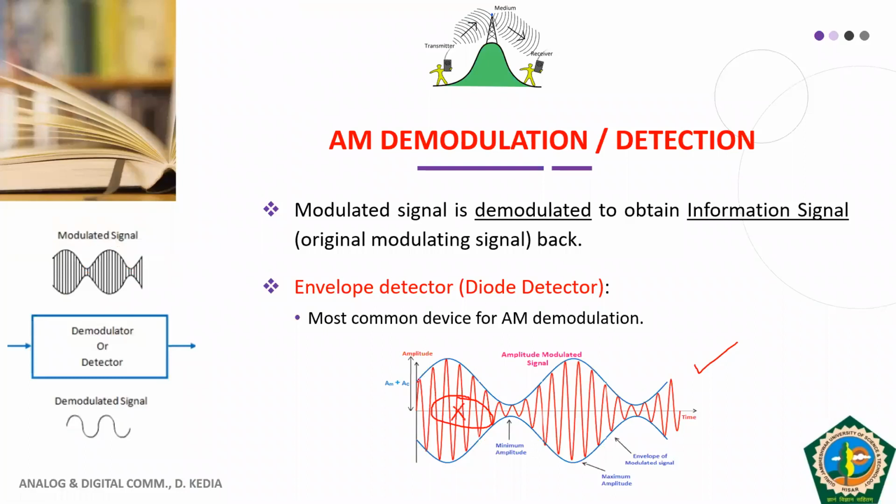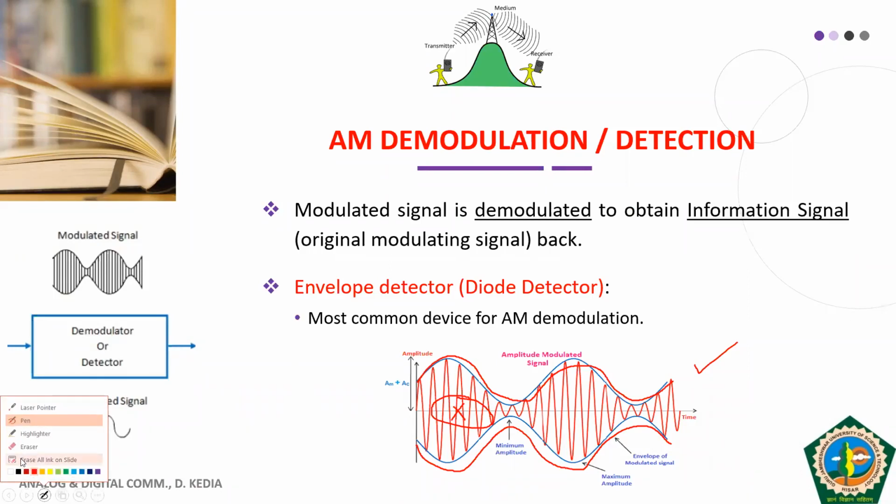And where is the information? Information lies at the top of the carrier or at the bottom of the carrier, either of the sides. Okay, so it means we have to extract these blue lines by removing the red lines. That is the job of the envelope detector or diode detector. Fine. So this is your AM demodulation. I'll talk about its circuit in the next slide. Okay, just give me 2 minutes for that.